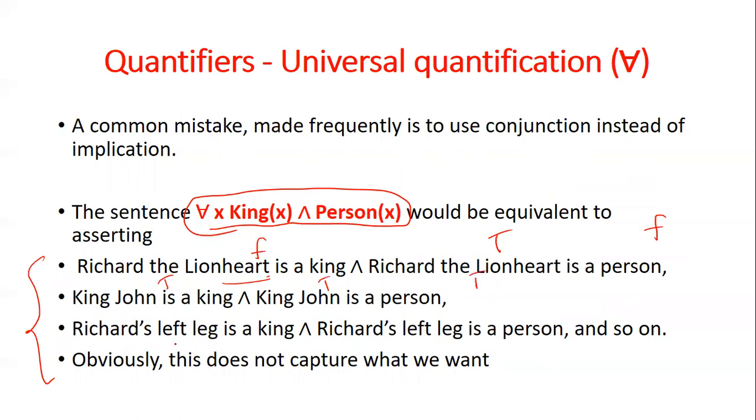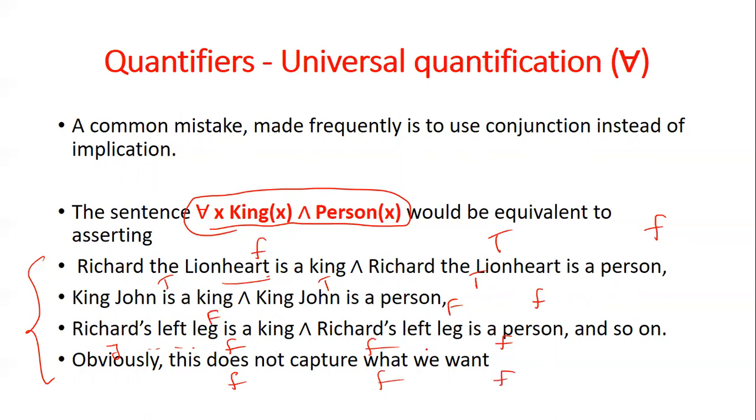Richard's left leg is a king. False. Richard's left leg is a person. False. So this is false. Similarly, for the other two interpretations: John's left leg is a king, that is false, and John's left leg is a person, that is also false. Next, crown is a king. The crown is not a king, and the crown is not a person.